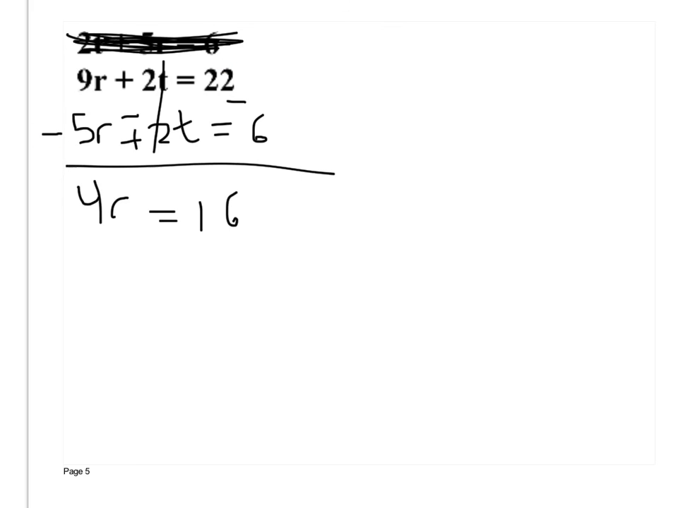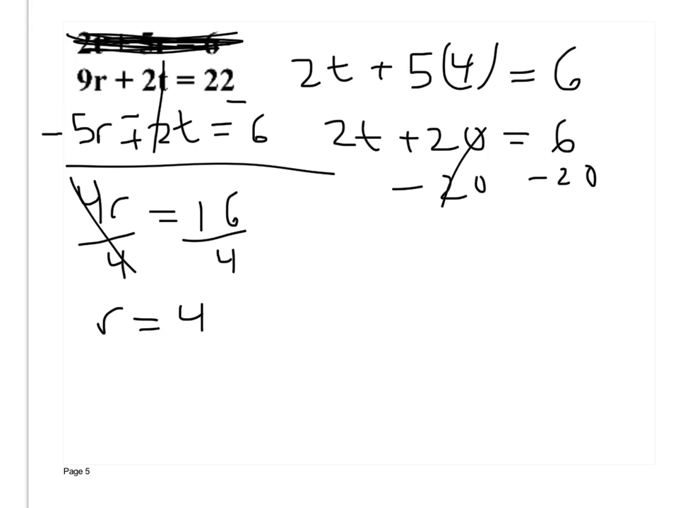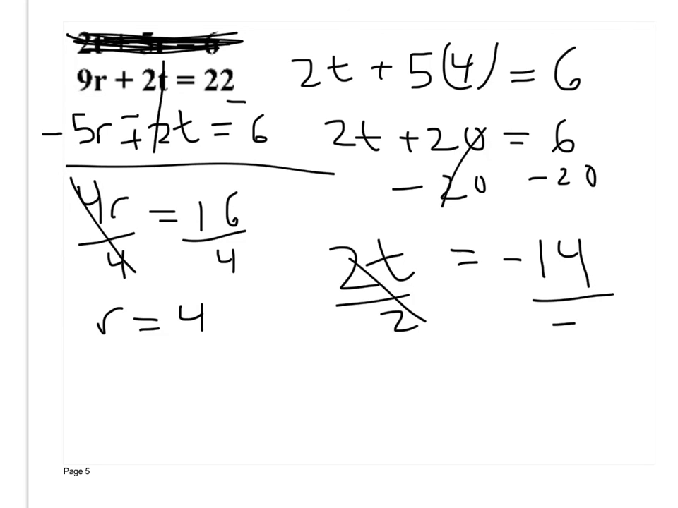So I solve for r. Divide by 4. Because I was multiplying by 4, r must be 4. So what I do is I substitute 4 for r. It doesn't matter which equation. I'm going to do the top one, 2t plus 5r, where r is 4, equals 6. 2t plus 20 equals 6. I subtract 20. 2t is equal to negative 14. Divide by 2. T equals negative 7. There's your two answers.